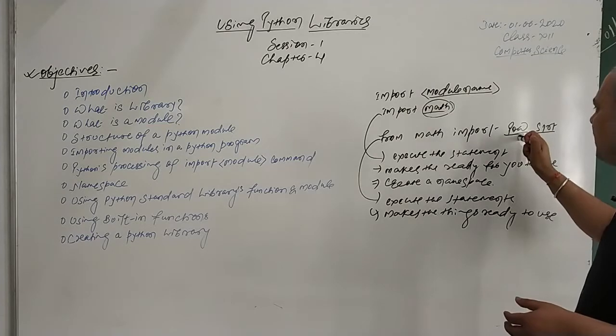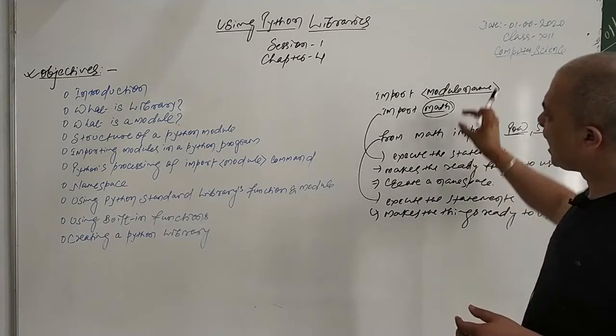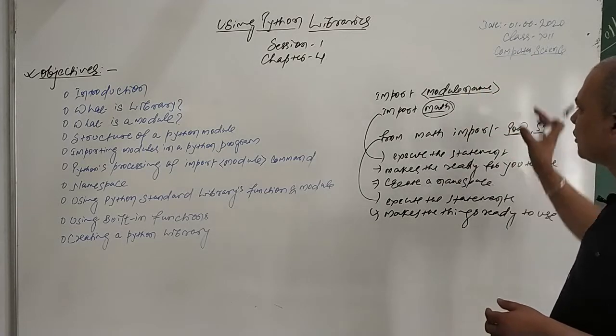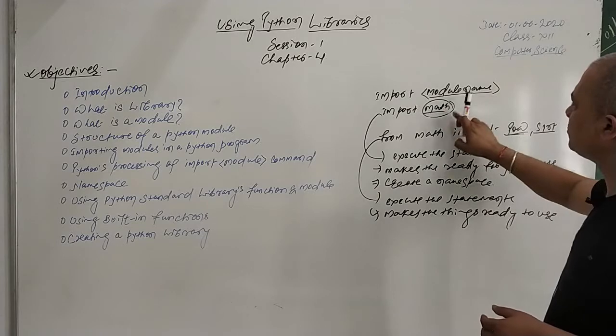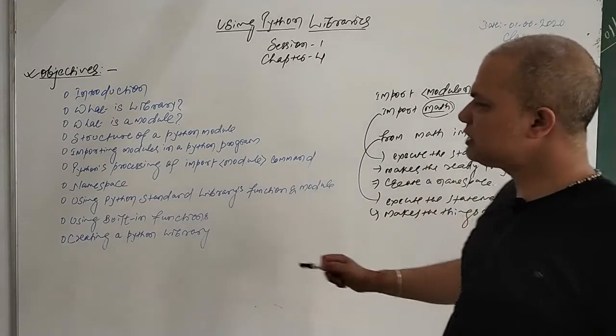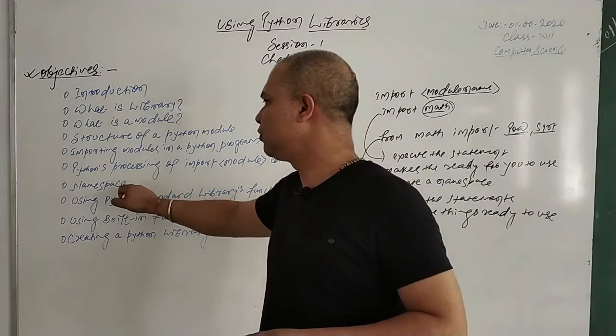Since you imported the power function, only you can use this too. But if I'm using the complete import module name, then I have to write math dot and whatever the function is, the module name is required. That's why the namespace is created with the same name, so that there is no ambiguity in the name.